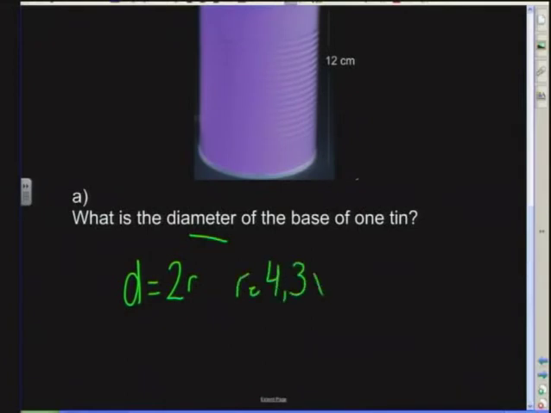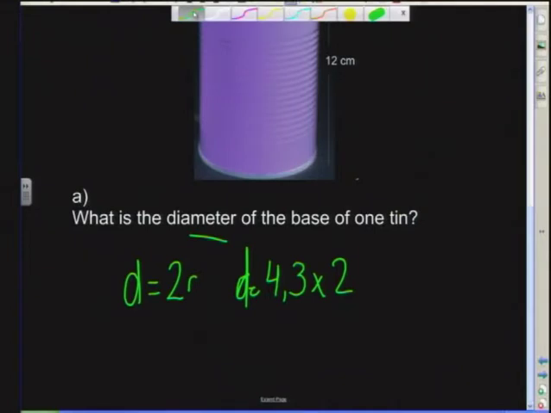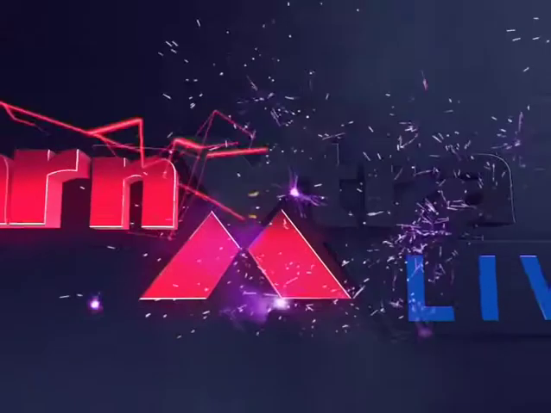So to get my diameter, I times by 2, and that makes it a diameter. Calculator, 4,3 times 2, and we get an answer of 8,6. And don't forget your units. So it's 8,6, and that was centimeters.